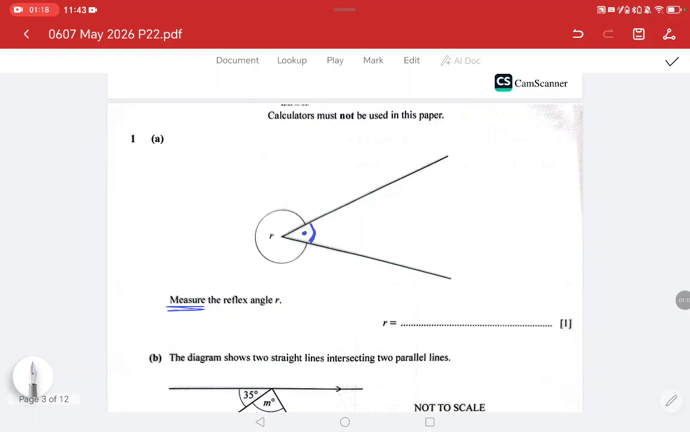If we assume that after measuring, you put your protractor here and you discovered that this one is, for example, 55, then in this case you have to subtract from 360. So 360 minus 55 will give you the answer, 305 degrees. This is just the idea. When you measure, maybe it will be a different number.